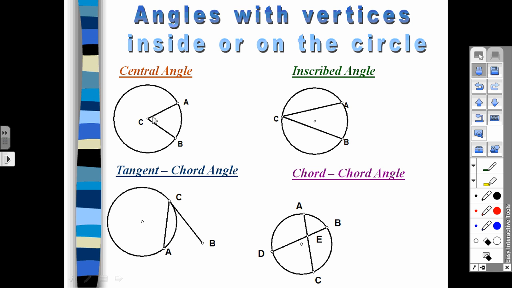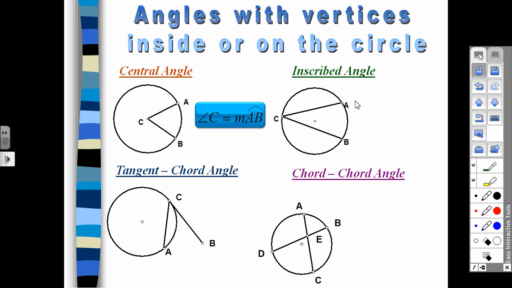And we know that the central angle, which is the angle whose vertex is the center of the circle, has the exact same measure as the arc that it cuts off. So that formula would be that angle C is equal to the measure of arc AB. Okay, so there's your central angle.